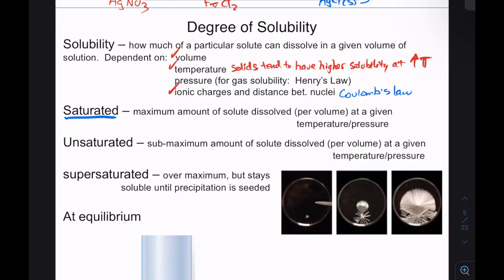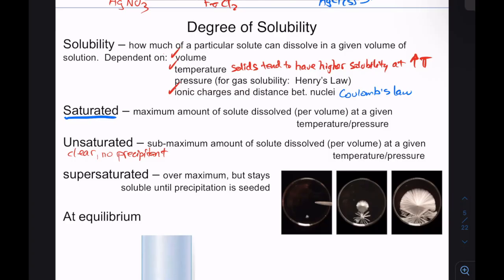Okay, so that's what happens when it's saturated. When it's unsaturated, that means the solution is still clear. There's no precipitants. That just means that we have a sub-maximum amount of solid dissolved in that particular volume at that particular temperature and pressure.